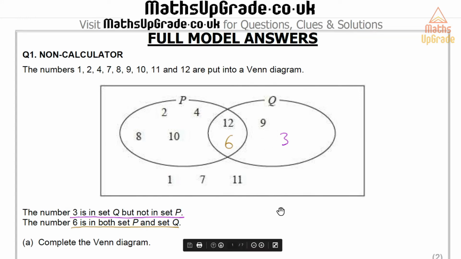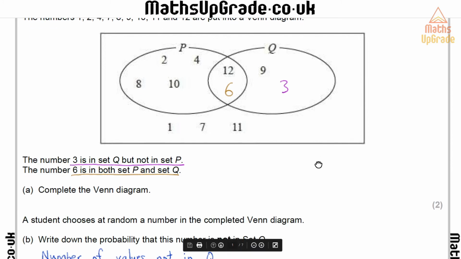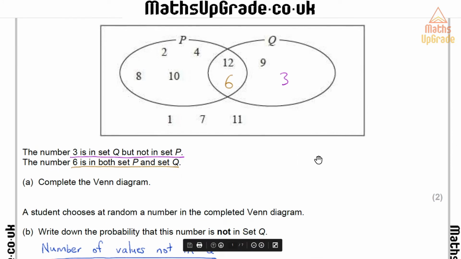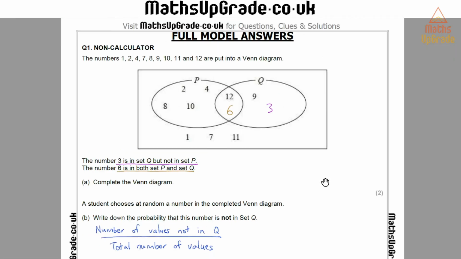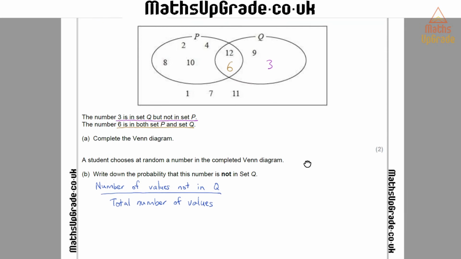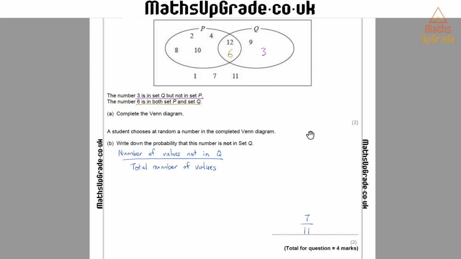Part B, a student chooses at random a number in the completed Venn diagram. Write down the probability that the number is not in set Q. The probability the number is not in set Q, well, there's 1, 2, 3, 4, 5, 6, 7 numbers not in set Q, and there's 1, 2, 3, 4, 5, 6, 7, 8, 9, 10, 11 numbers altogether. So it's 7 over 11. And that's 4 marks for that question.